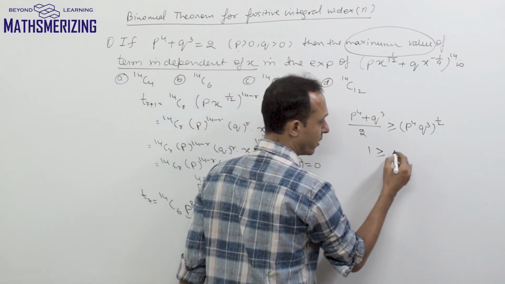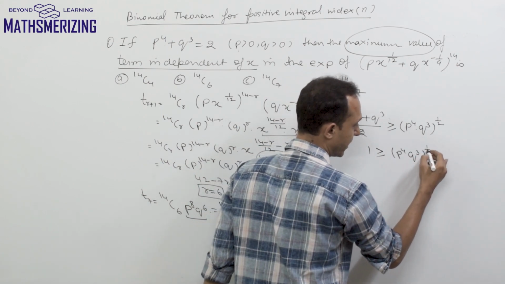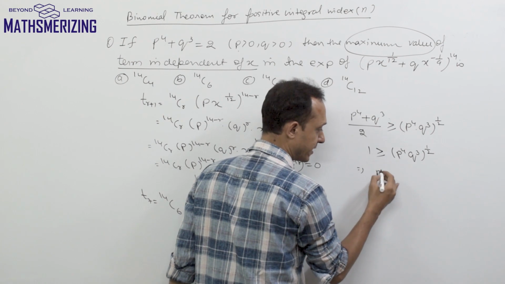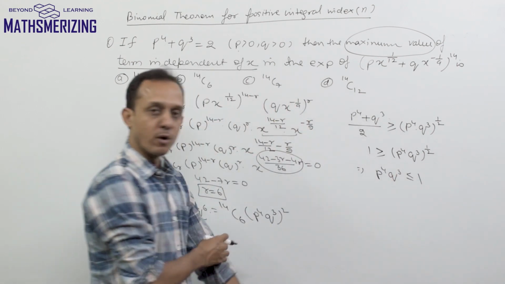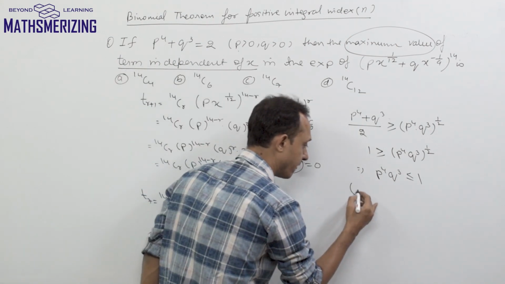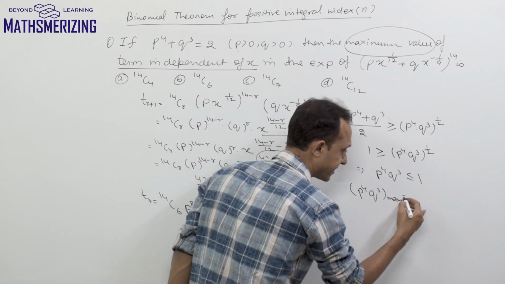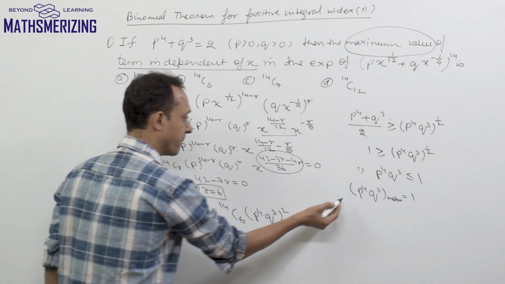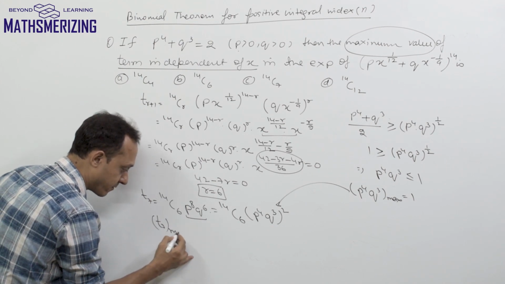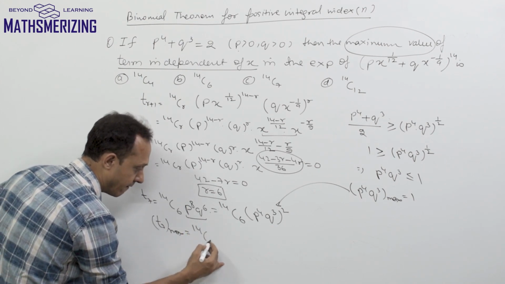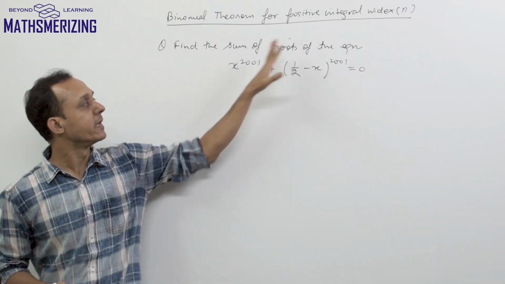So 1 is greater than or equal to p to the power 4 into q cube to the power 1 by 2. From here I can say p to the power 4 into q cube is always less than or equal to 1. So what is the maximum value of p to the power 4 and q cube? Its maximum value is simply 1. So if I put the maximum value here, then the maximum value of this term, which is independent of x, is simply 14c6.